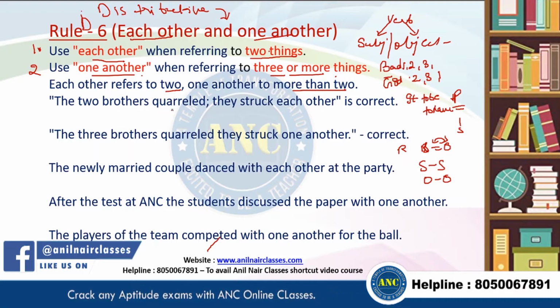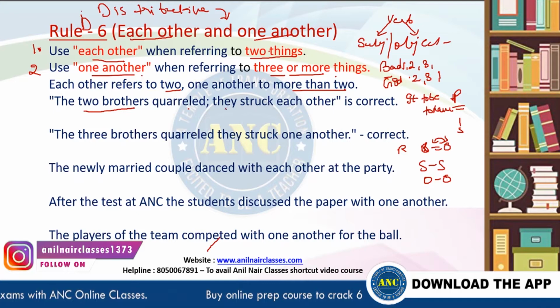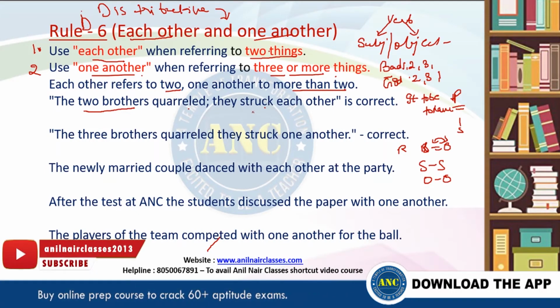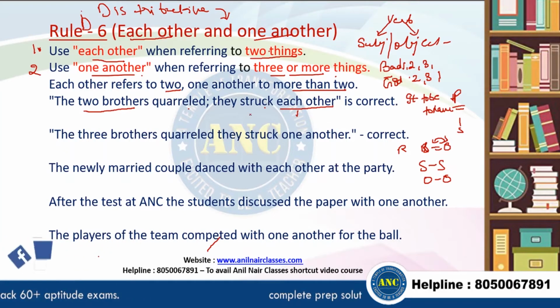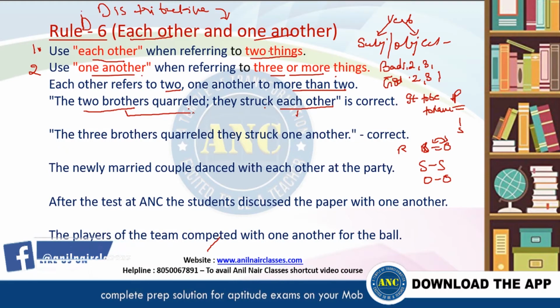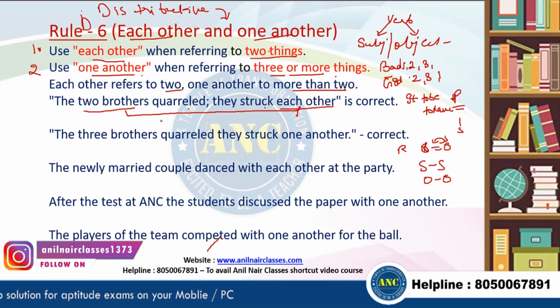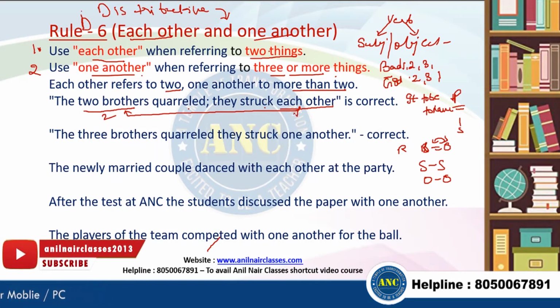The 2 brothers quarreled. Now here how many brothers are there? 2. They struck each other. Now they struck each other. So whom have they struck? They have struck each other. So this each other is referring to this noun phrase, 2 brothers. Remember the definition I said, a pronoun is used for a noun or a noun phrase. Here it is only 2, so we have used each other.